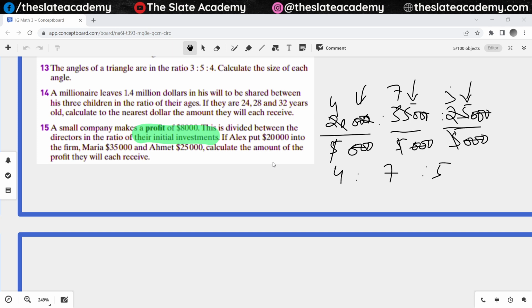And what's the sum of the ratios? 4 plus 7 plus 5, that is 16. So the share of the first person would be 4 out of 16. The share of the second person would be 7 out of 16. And the share of the third person would be 5 out of 16. And what's the amount that has to be distributed? 8,000. So I multiply each person's share with 8,000.